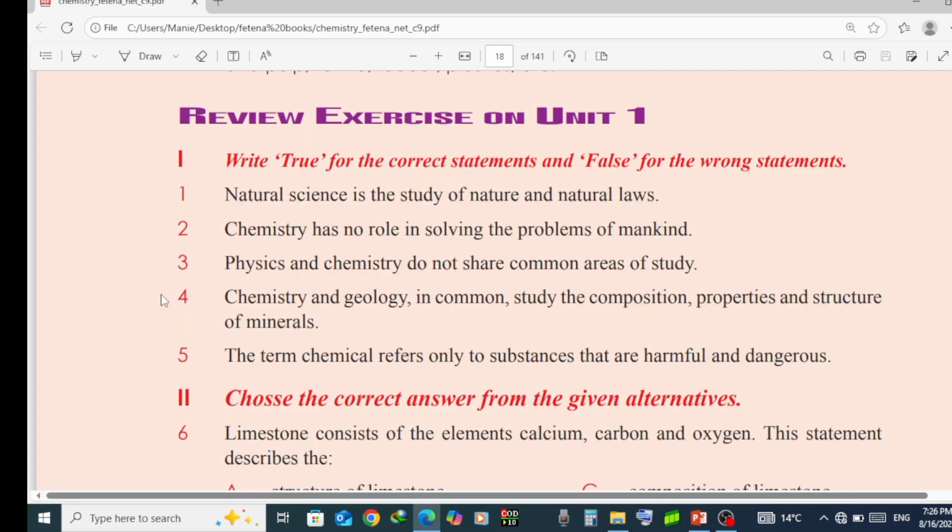Question number 4. Chemistry and geology in common study the composition, properties, and structure of minerals. Chemistry and geology in common study the composition, properties, and structure of minerals.